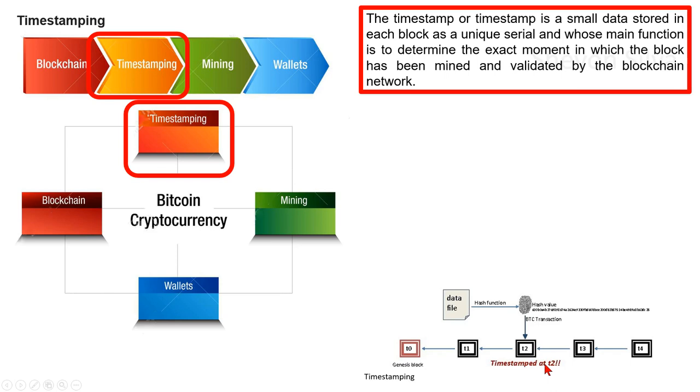So here you can see the data file is connected with the hash value. Hash function is passed from the data file to the hash value through the hash function, and the hash value is connected to the timestamp at T2. BTC transaction is passed from hash value to timestamp at T2. Here is the genesis block at T0, T1, T2, T3, T4.